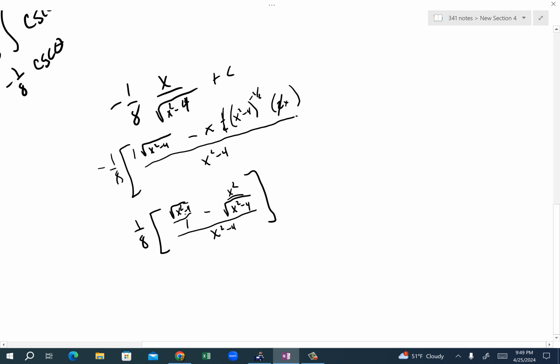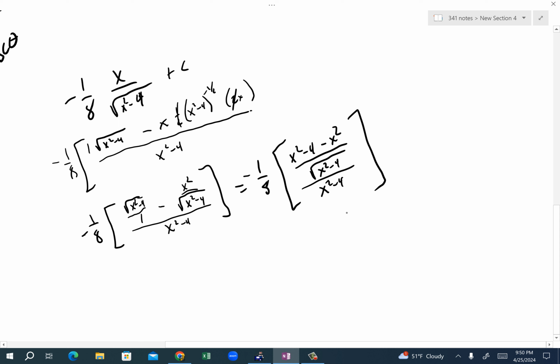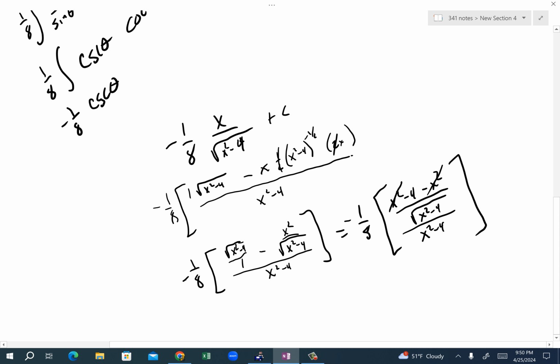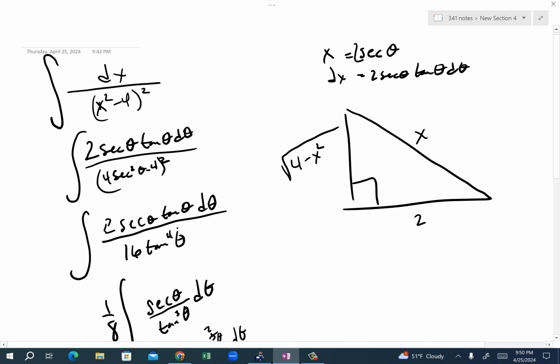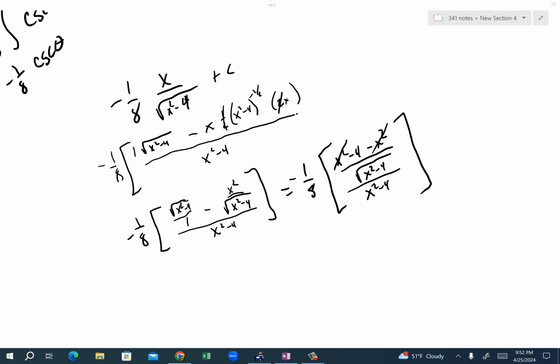All right, let's get a common denominator upstairs. And so if you did that, you would end up with, don't forget your negative, stupid, x squared minus 4 minus x squared over x squared minus 4, square root x squared minus 4, like thus. And then you end up with them going away. That's nice. Something is not quite right, dadgummit. One moment, please. I'll be darned if I'm holding my mouth right on that one.